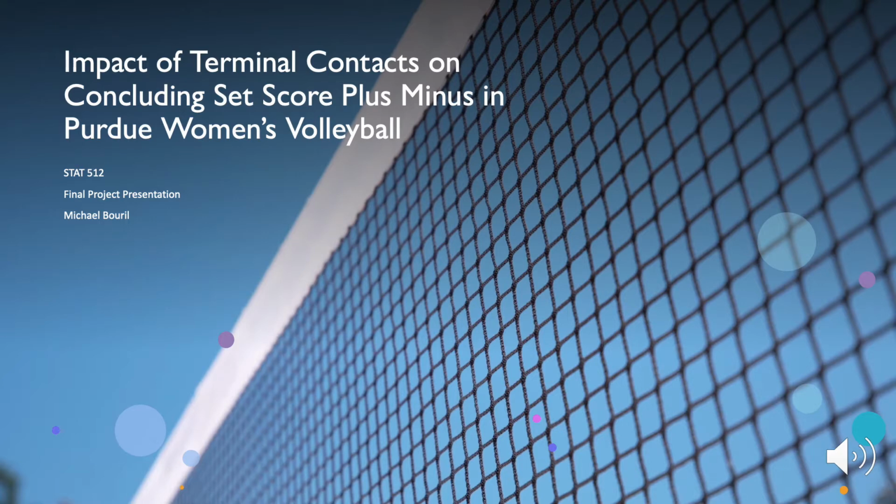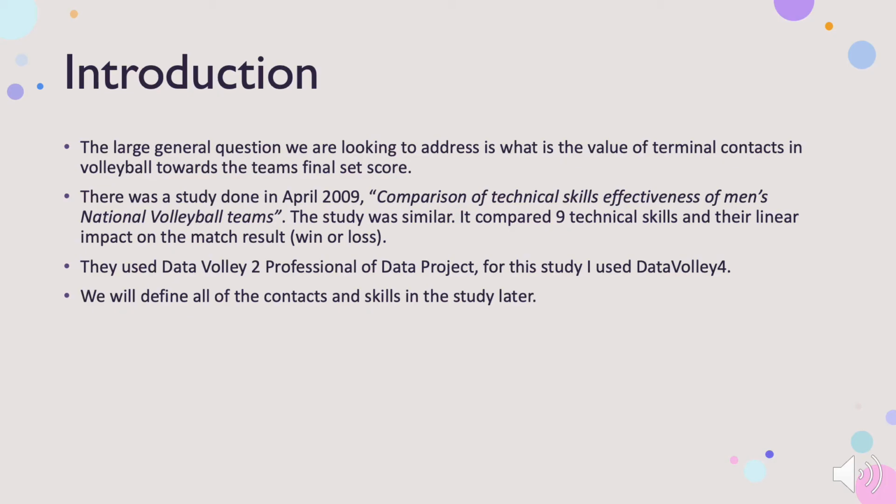This is my final project presentation for Stat 512, Applied Linear Regression, in Spring 2021. My project is titled The Impact of Terminal Contacts on Concluding Set Score Plus Minus in Purdue Women's Volleyball. The large general question we are looking to address is: what is the value of terminal contacts in volleyball towards the team's final set score?